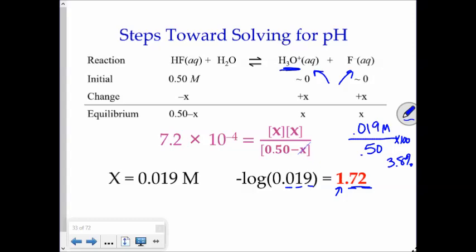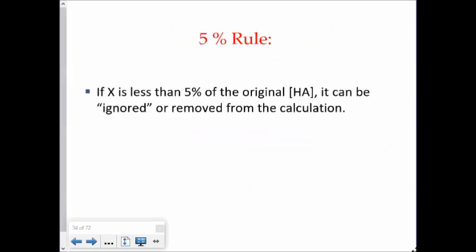And that brings us to the 5% rule. You can eliminate X and ignore it if it's less than 5% of the original concentration. That's when you're allowed to do that. You're allowed to eliminate the X. And with all of the problems that I've looked at and worked, I have a couple different scenarios that I look at to decide whether or not I'm allowed to eliminate the X.